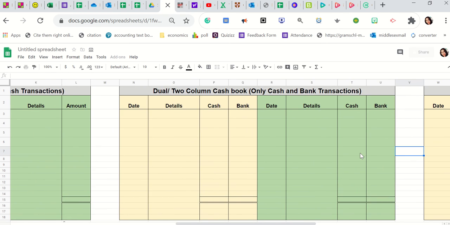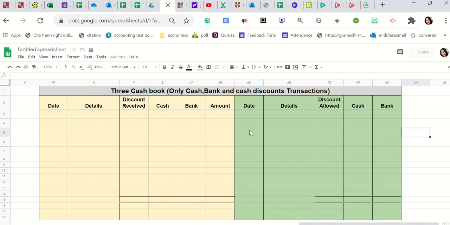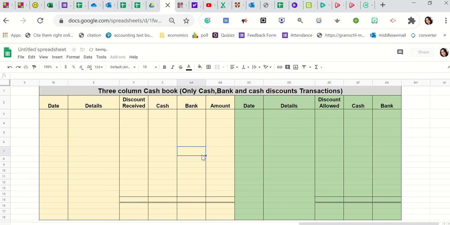The second format is a dual or two-column cash book which includes only columns for cash and bank. So here we enter only cash and bank transactions. Moving to the third type, which is called a three-column cash book. And here we enter only cash, bank and cash discount transactions.